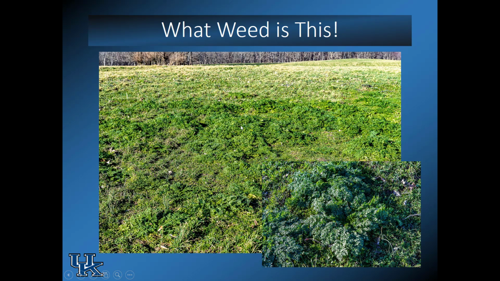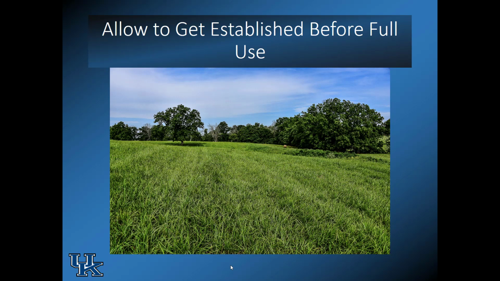Our solution with this field is we are looking for that window of time here in the next, I'd say, 2 to 4 weeks, where the weather is warm enough and dry enough that we can spray a broadleaf herbicide combination and kill the poison hemlock and a couple of other weed species that are present to release the grass. So the principle is to allow the new grass to get fully established before you put it back into full use.